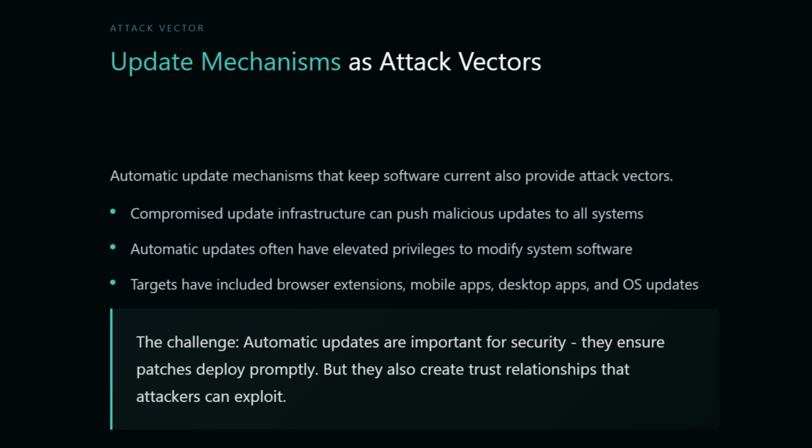Automatic update mechanisms that keep software current also provide attack vectors. If attackers compromise update infrastructure, they can push malicious updates to all systems running the software. These automatic updates often have elevated privileges necessary to modify system software. Attacks on update mechanisms have targeted various software, including browser extensions, mobile applications, desktop applications, and even operating system updates. The challenge is balancing security with usability. Automatic updates are important for security. They ensure patches are deployed promptly, but they also create trust relationships that attackers can exploit.